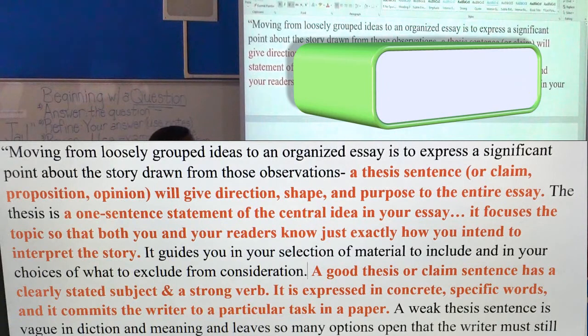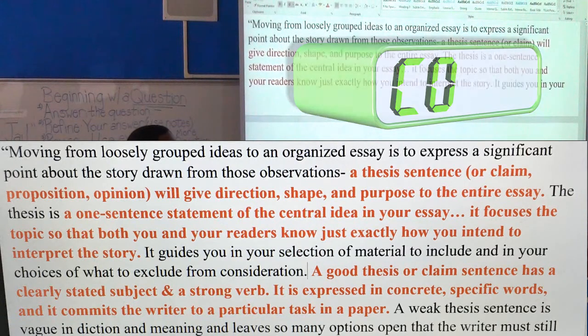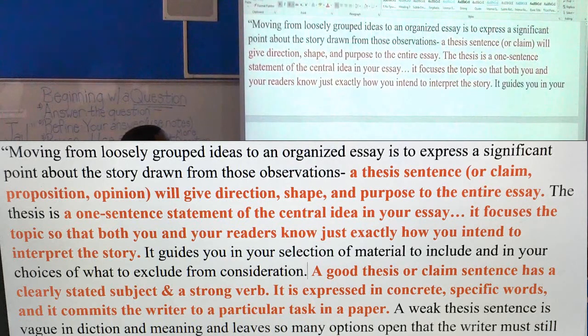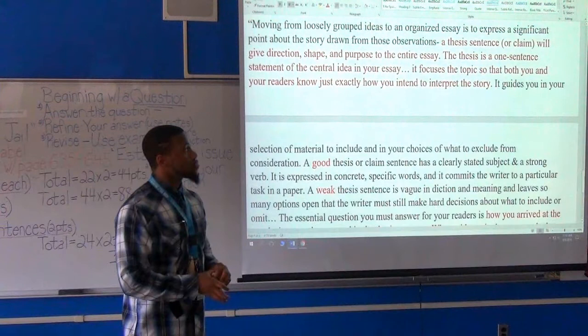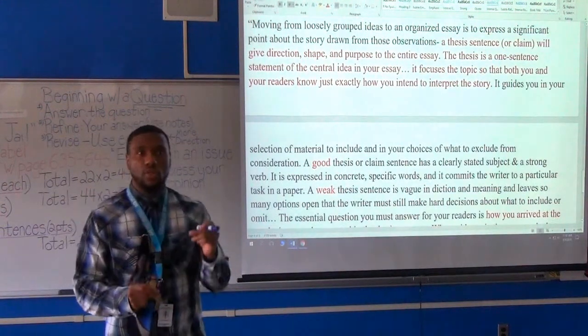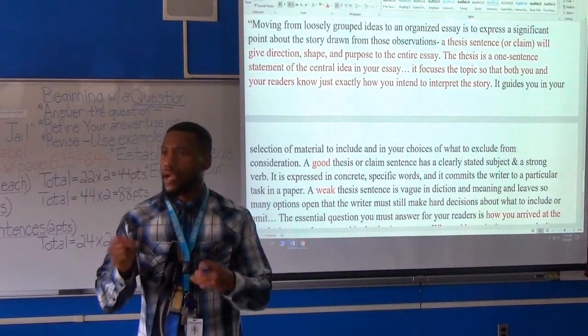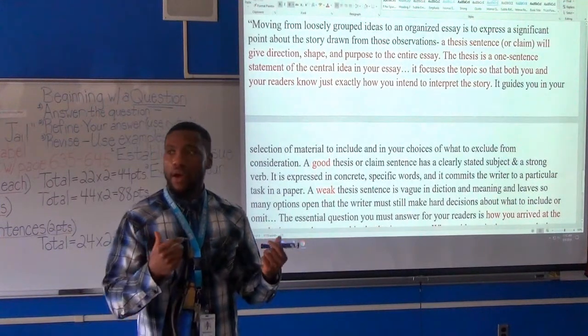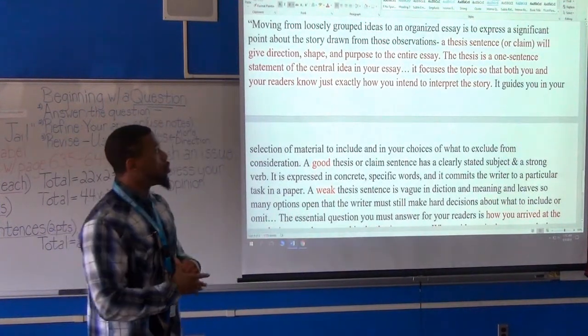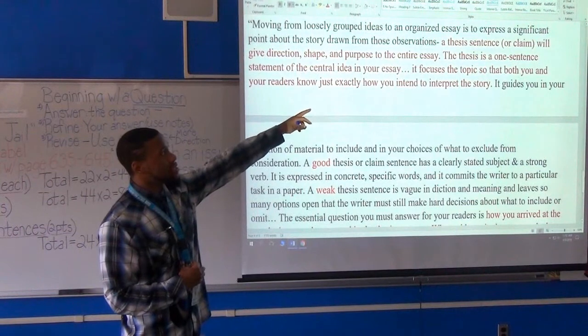A thesis sentence or claim will give direction, shape, and purpose to the entire essay. The thesis is a one-sentence statement of the central idea of your essay. It focuses the topic so that both you and your reader will know exactly how you intend to interpret the story. Okay, so let's read this together so we're all on the same page. I need us to read this like a choir in unison. Okay? Everybody. 3, 2, starting where it says a thesis sentence.